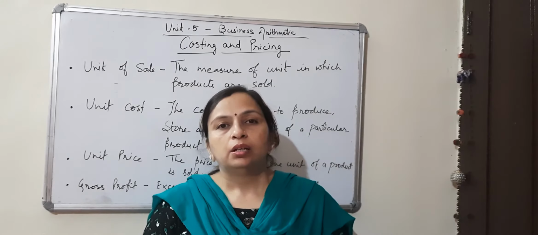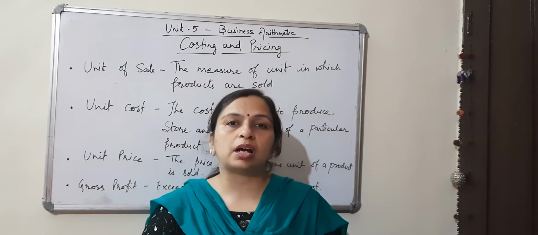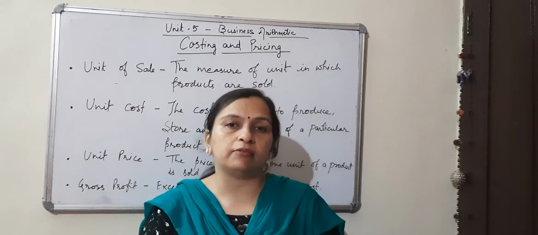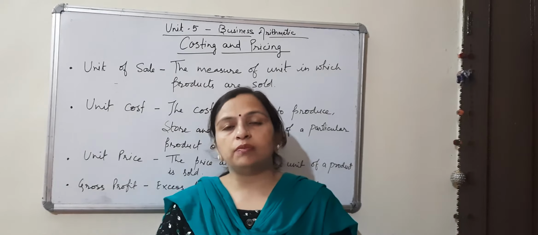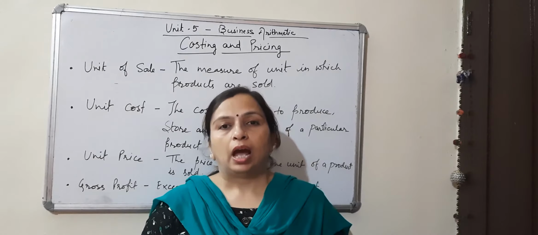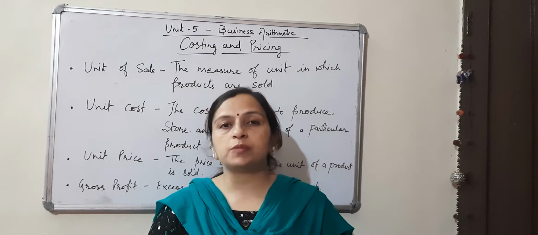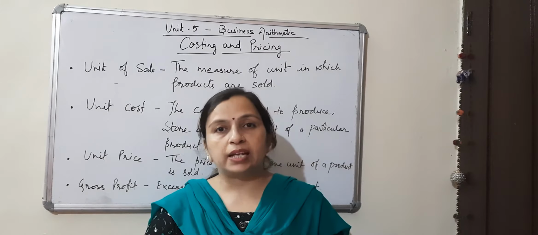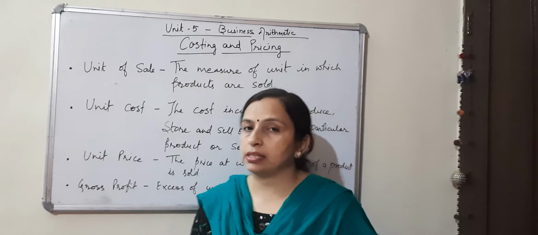Hello everyone. Today in entrepreneurship, I'm going to start the next unit, that is unit 5. In this unit, we have to do business arithmetic, and the first part of this business arithmetic is pricing and costing, or costing and pricing.